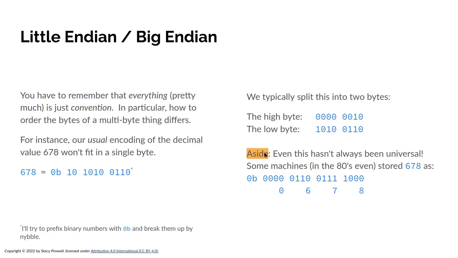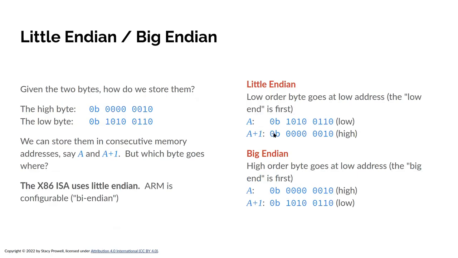And then the question becomes, where do we put them? So suppose we want to write this value out of a register, where we don't care about ordering and that kind of stuff, and into memory. We need 2 bytes. So let's say we use the byte at location A and one at location A plus 1. Which one do I put at A? I could put the high byte or I could put the low byte.